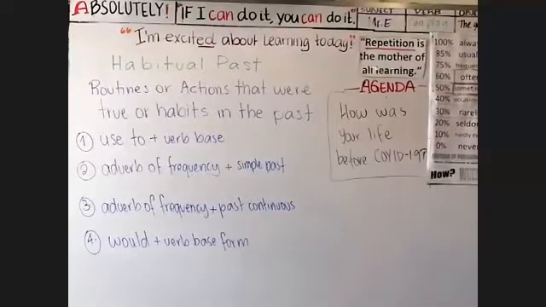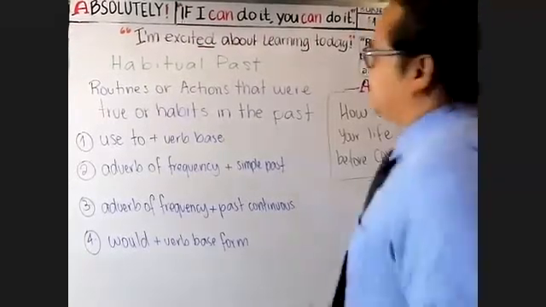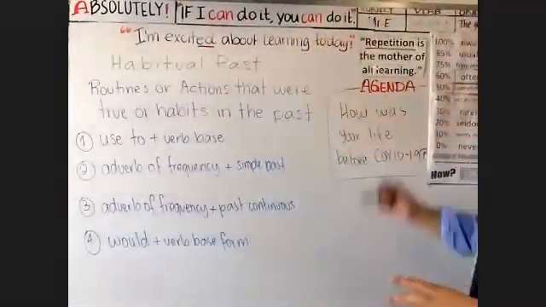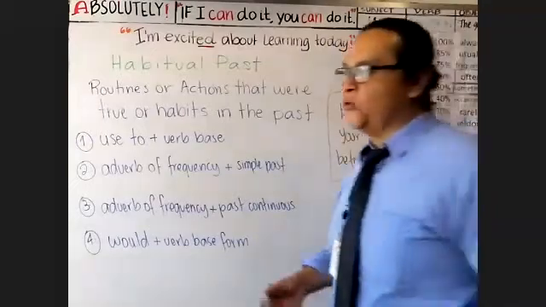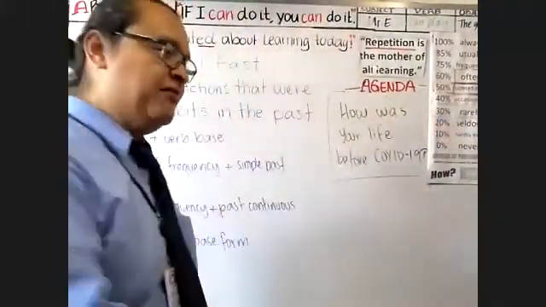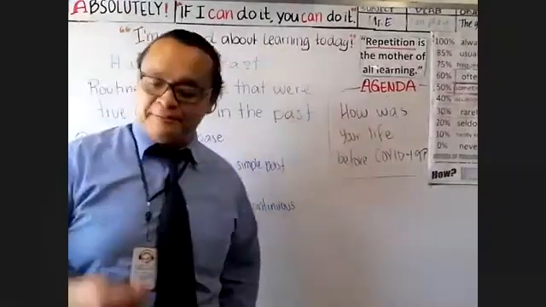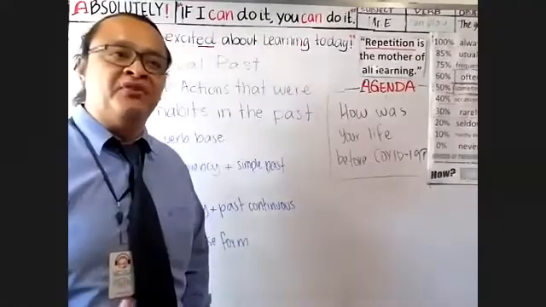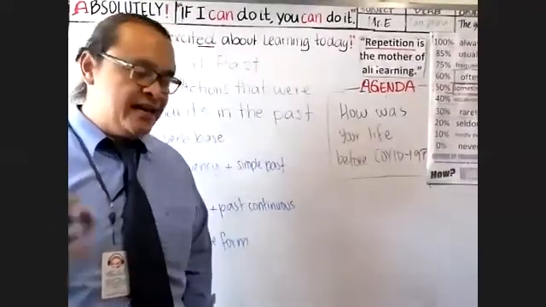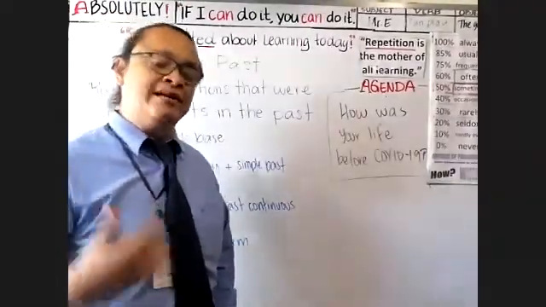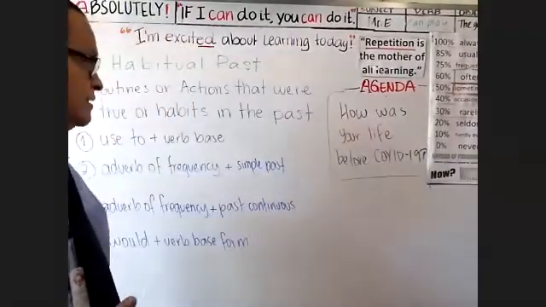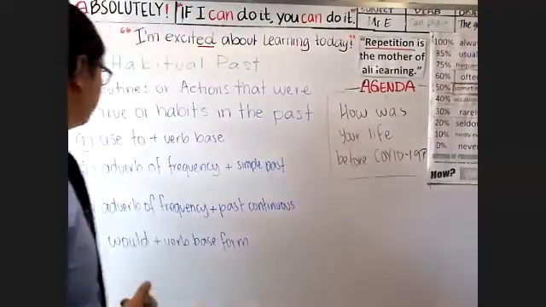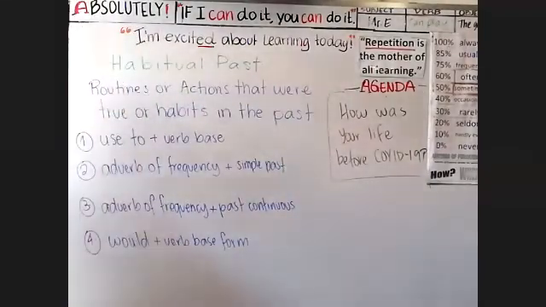Okay, so C1 class here, and we're talking about the habitual past. The question is, how was your life before COVID-19? How was your life before the world pandemic? How was your life before all of this fear, paralysis, and nonsense and craziness that we're living in this apocalyptic world now? So we're going to use the past habitual.